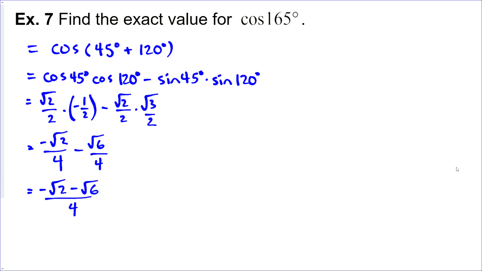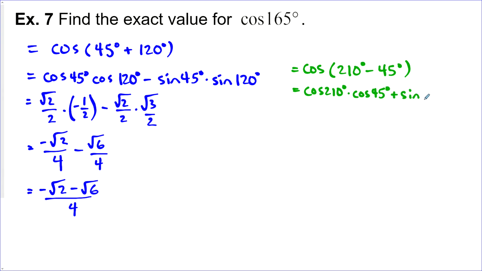Now again, you may have thought of a different way. That's great. Let's try cos of 210 degrees minus 45 degrees. That still equals 165 degrees. This time we'll be using cos's difference identity. So cos 210 degrees times cos 45 degrees plus sine 210 degrees times sine 45 degrees.